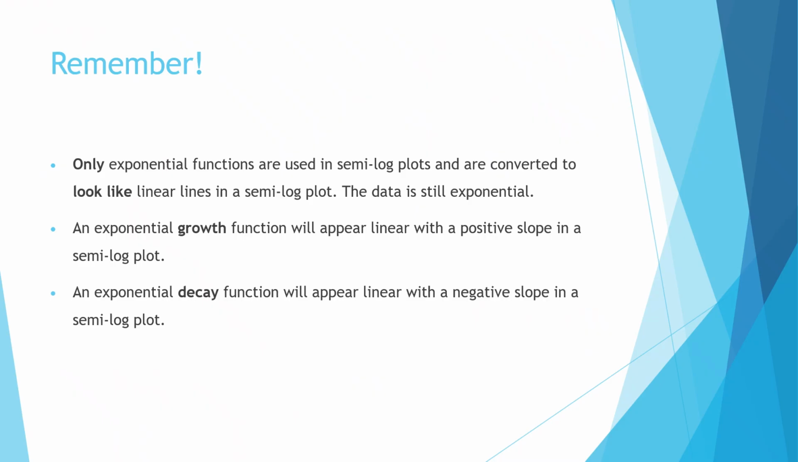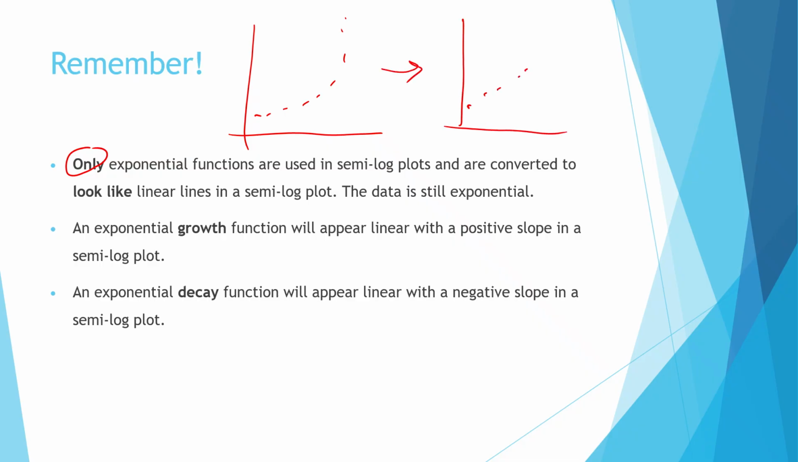All right, now remember, only exponential functions are used in semi-log plots, and are converted to look like linear lines in semi-log plots. However, the data is still exponential, right? So just remember, if you have exponential data, it's just a different way of viewing the data where it looks linear, but the data itself is still exponential. An exponential growth function will appear linear with a positive slope. Now, hopefully you can see why the bell ringer was what the bell ringer was.